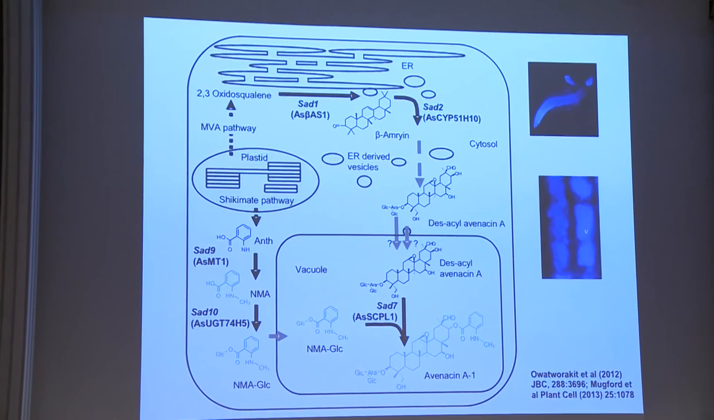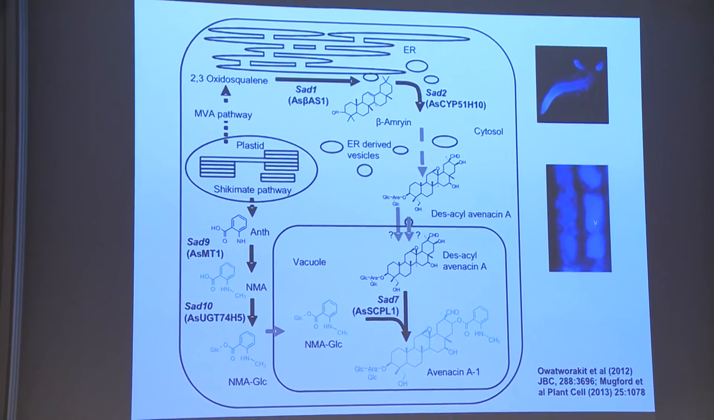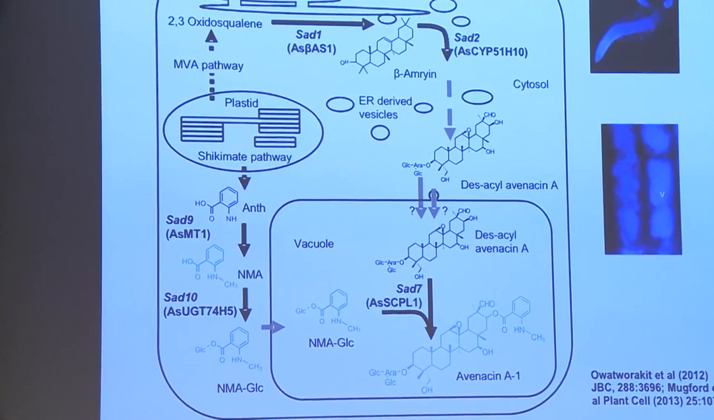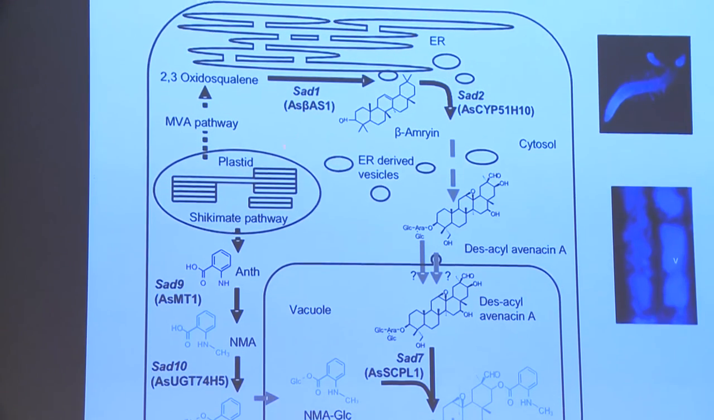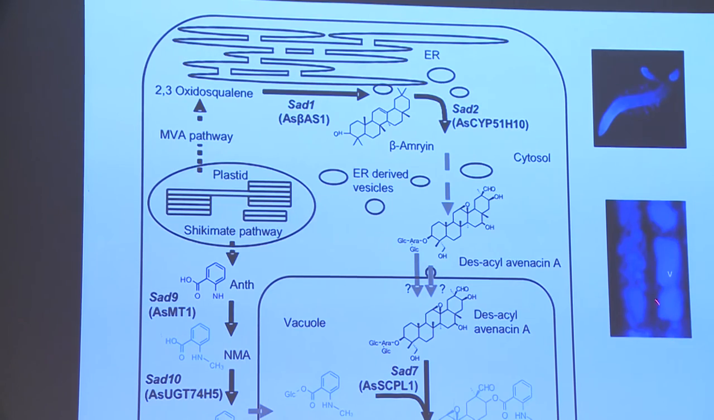We know that the blue fluorescent molecule ends up in the vacuole. We know where a number of the proteins are. We do know that these proteins do not exist as a single multi-protein complex because we know, for example, that the acyl transferase is in the vacuole, that the early steps are likely to be on the cytosolic face of the endoplasmic reticulum, and that the other intermediate steps are probably cytosolic. And here is the molecule in the vacuole.